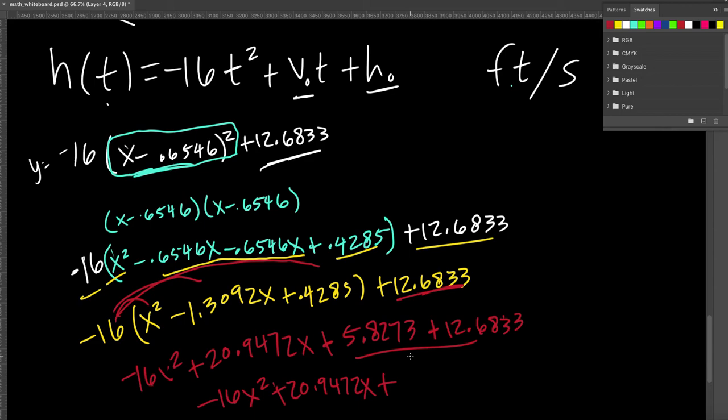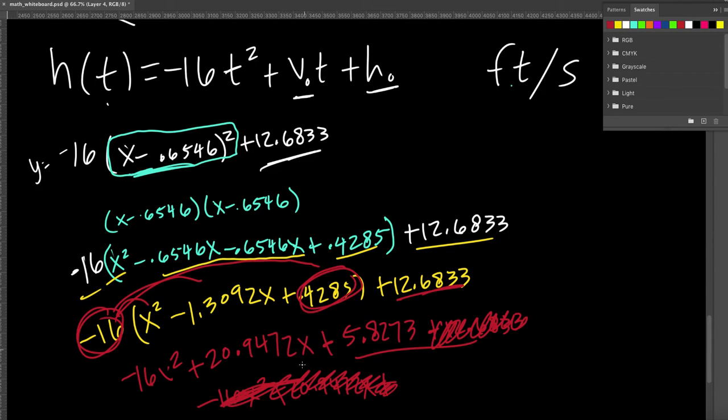Oh, you know what? Sorry, I skipped a step and it messed me up. This is it. So what I did was I did negative 16 times this and then added this to get this. So this is my final. Once again, I took negative 16, multiplied it by this, got that answer, and then I added 12.6833, and that's how I got the 5.8273. When I was looking at my work, I messed that up.